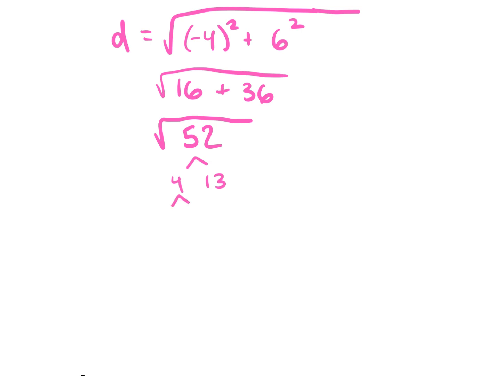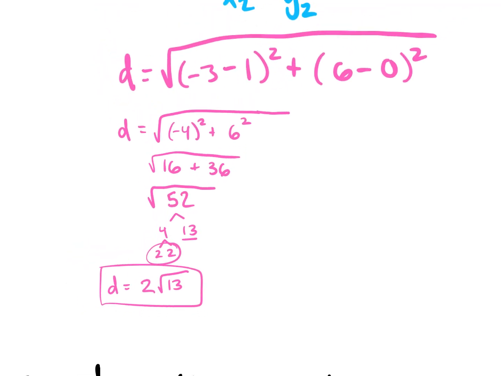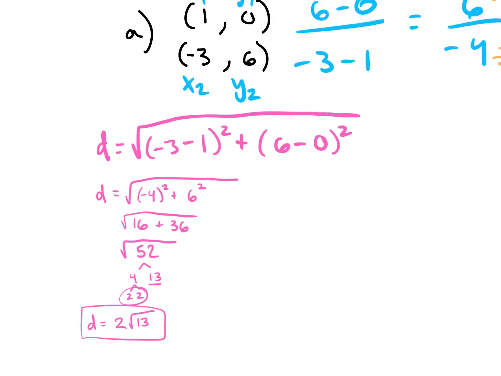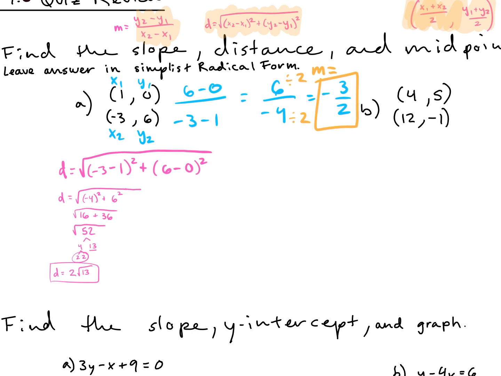4 breaks down into what? 2 and 2. So whatever pair we have, that comes to the outside. So it'd be 2 square root. What stays on the inside? 13. So our distance would be 2 square root 13. Always, always, always make sure you can simplify. Simplify if you can. Any questions there?